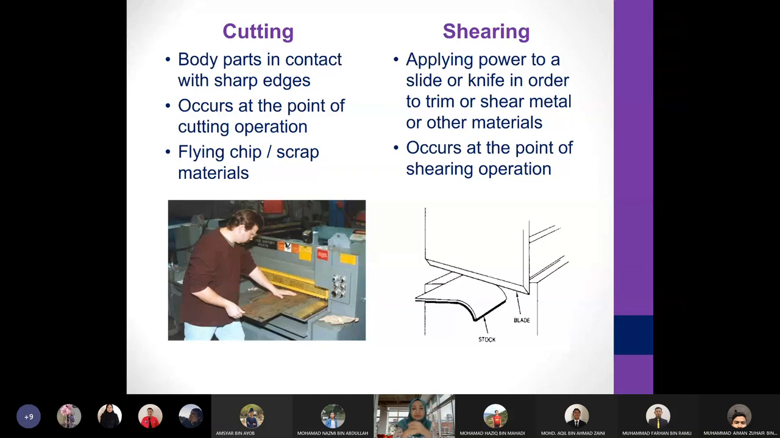A shearing motion is like scissors. You have two moving parts. You apply power to a slide or knife in order to trim or shear metal or other materials. They are sharp, and it occurs at the point of the shearing operation. Let's say this is your blade and this is your stock material. If you accidentally have a part of your body here, it will shear your body part, because they don't have any mechanism to stop, or some sort of detection to tell a body part from the stock material that is supposed to be cut.